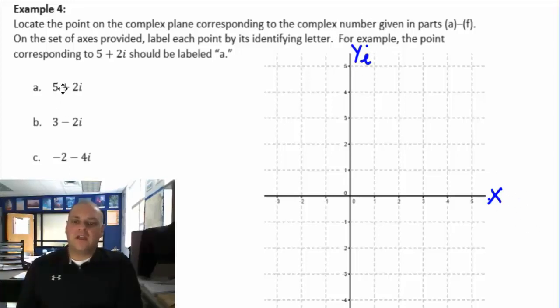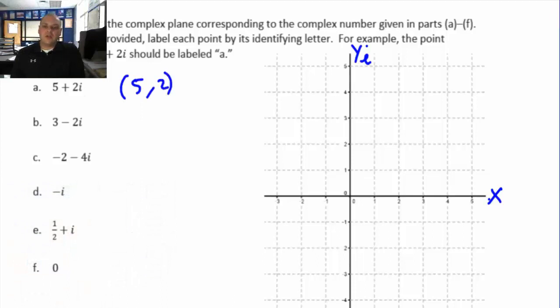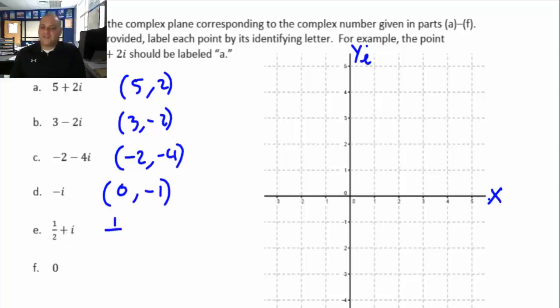All right, so here 5 is like the x value and 2 is the y value. So we graph this as 5, 2. We graph this as 3, negative 2. We graph this as negative 2, negative 4. You just take the real component as the x-coordinate and the imaginary component as the y-coordinate. All right, so real, imaginary, real, imaginary. This doesn't have a real, so it's 0, and then the imaginary is negative 1. This is a half, and then 1, and then this is 0, 0.